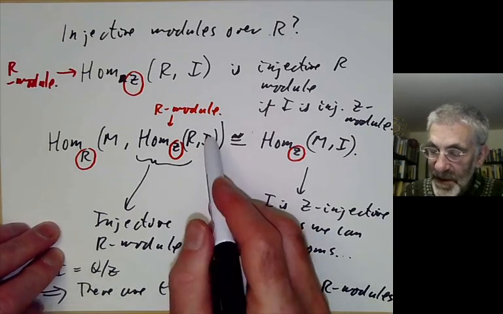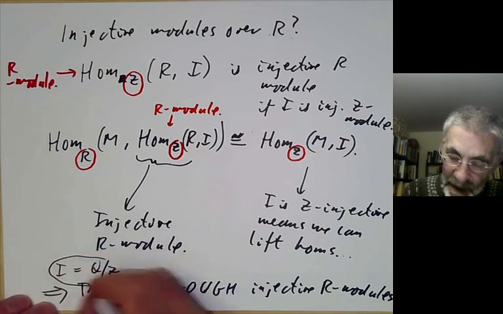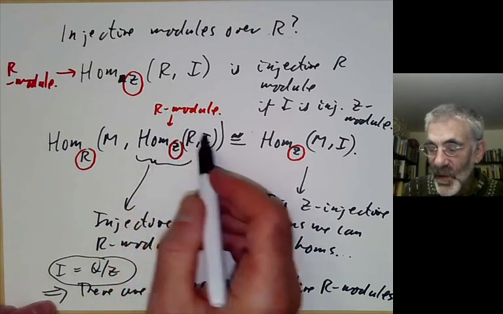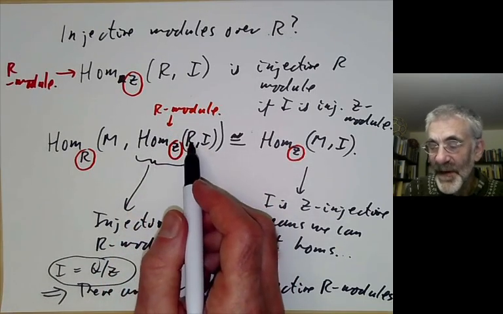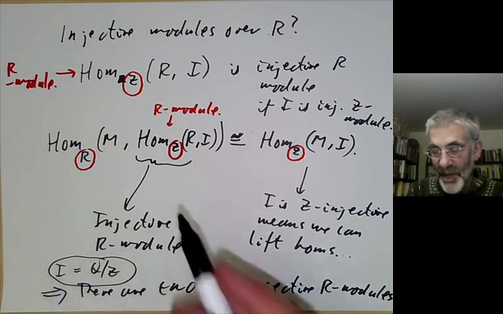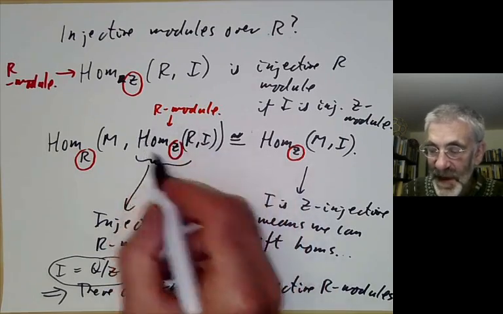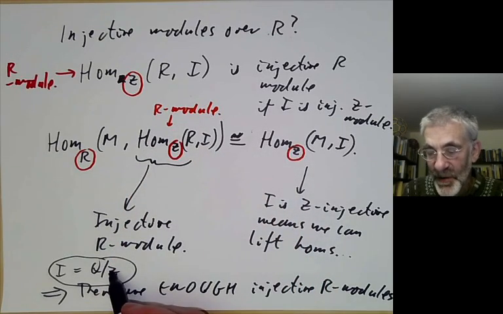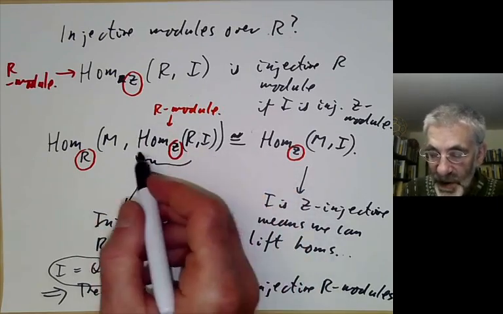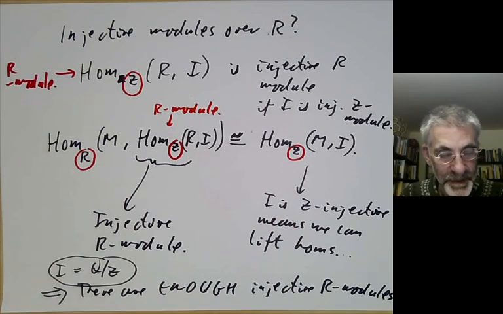So you notice that what's really going on here is a sort of duality. If we take I to be Q over Z, then this is really one of the definitions we gave of the dual of a Z module. This was the dual for Z modules that works nicely for abelian groups. So we're using duality of Z modules in order to construct injective modules over arbitrary rings.